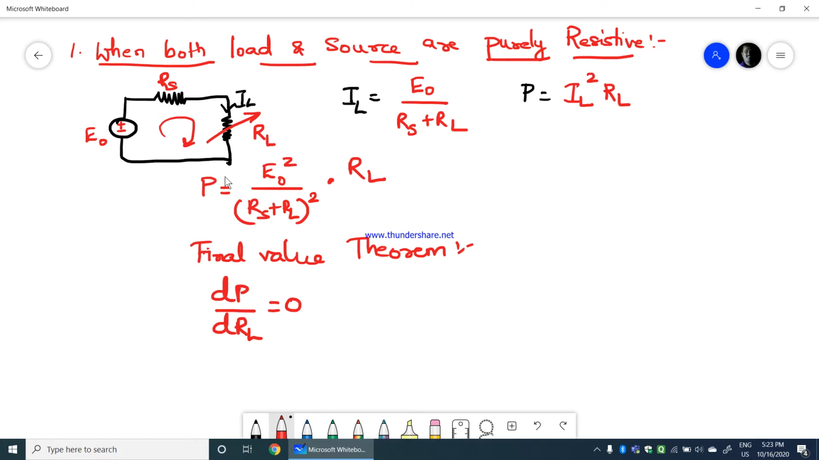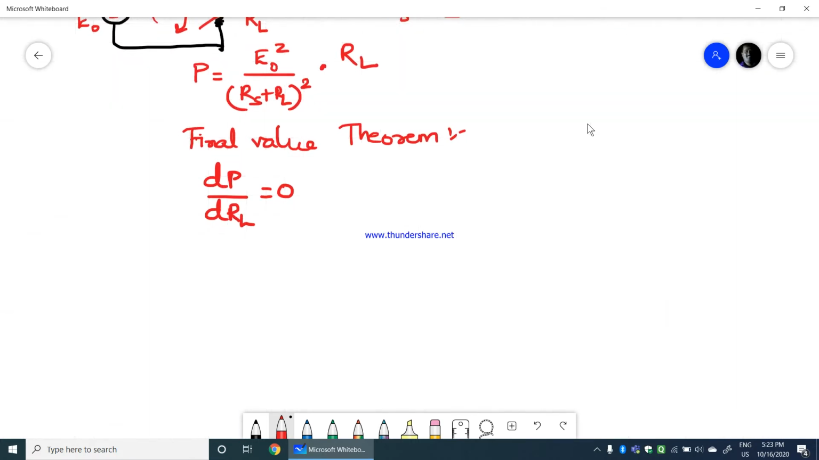Till what condition do I vary RL? We'll see at the end, when we finish this derivation. So here dP by dRL equals 0. When you differentiate P with respect to RL and equate to 0, we get d by dRL of E0 square RL divided by RS plus RL the whole square.